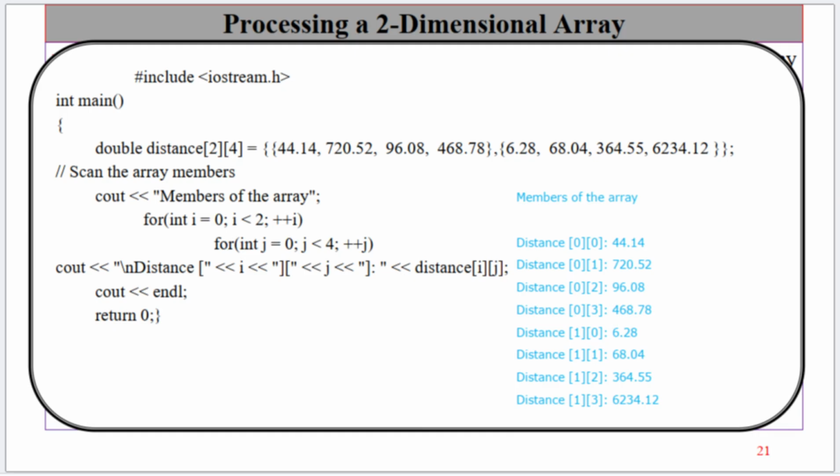endl; return 0; The output: distance[0][0] = 44.14, distance[0][1] = 720.52, distance[0][2] = 96.08, distance[0][3] = 468.78, distance[1][0] = 6.28, distance[1][1] = 68.04, distance[1][2] = 364.55, distance[1][3] = 6234.12.